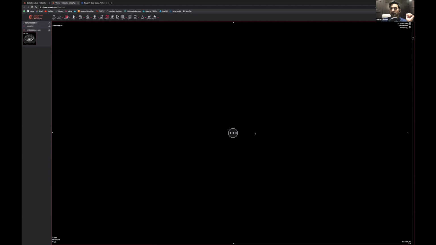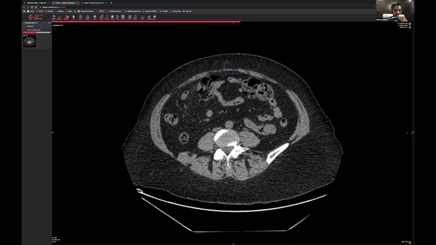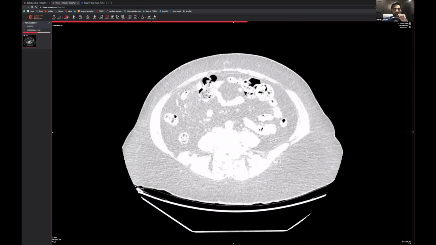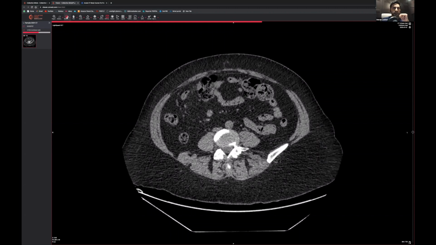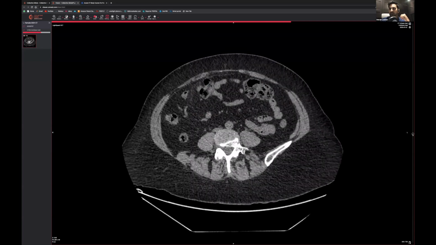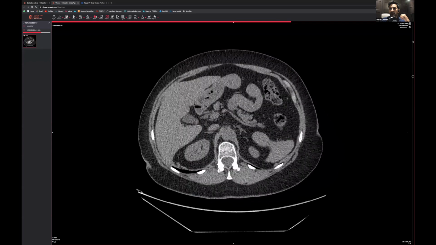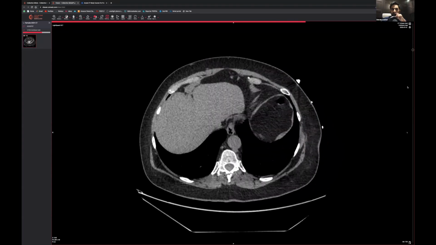Right, so I'm not entirely sure what this case was. Let's download the image. Oops, what have I done? So let's reset all. Okay, so let's scroll. So generally it's probably going to be abdominal pain, isn't it? Go all the way to the top. So it looks like a non-contrast study, this one.